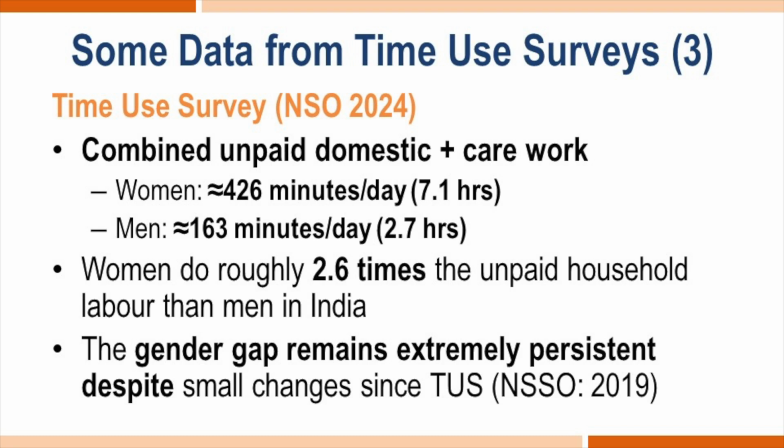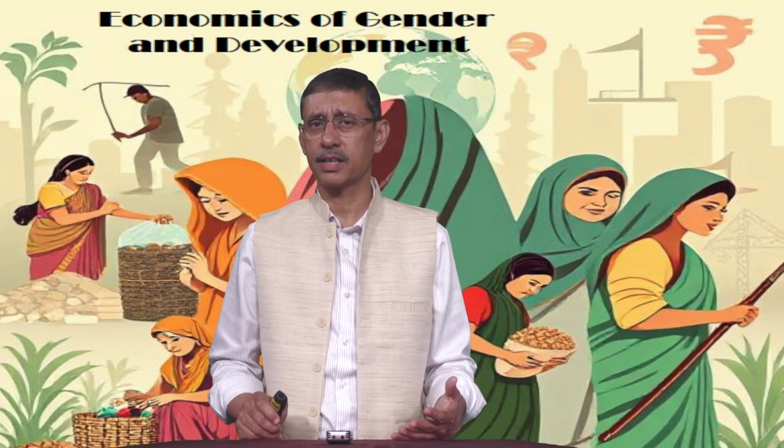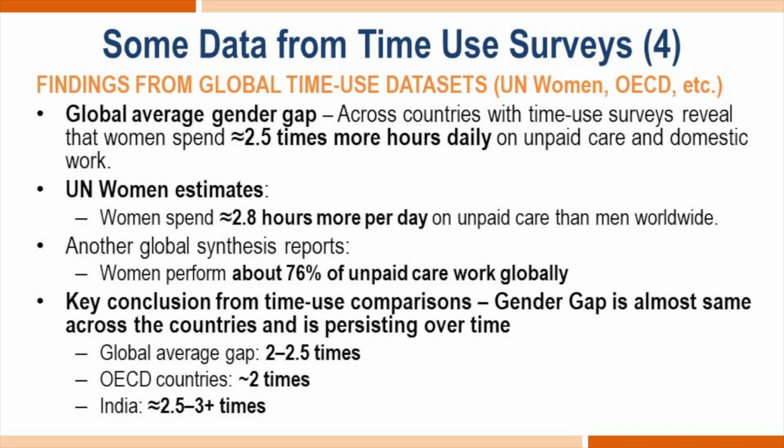All right. So that's the situation in India. If we look at the global data sets on time use surveys coming from UN Women, OECD, etc., then also this kind of gap is persistent and clear. We see that the global average gender gap across countries with time use surveys is that women spend almost 2.5 times more hours daily on unpaid care and domestic work relative to men. If we look at the UN Women's estimates, it is about 2.8 hours more per day.